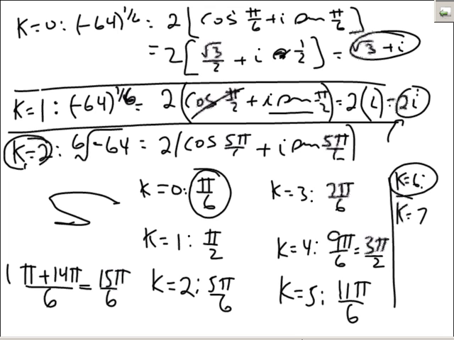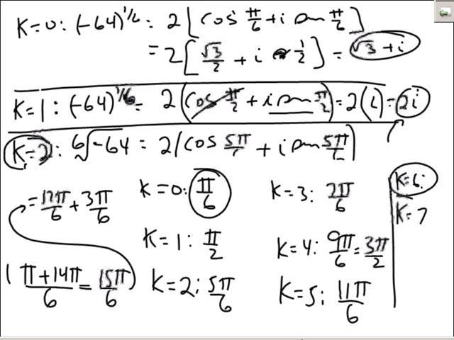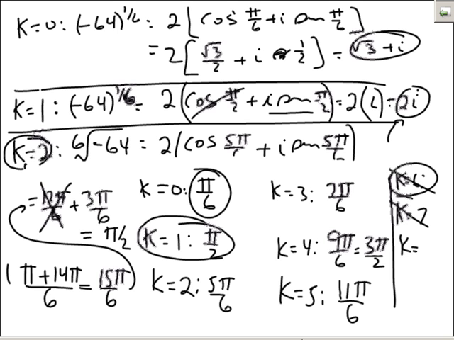15 pi over 6 is the same as 12 pi over 6 plus 3 pi over 6. This is a multiple of 2 pi. You could ignore it. 3 pi over 6 is pi over 2, exactly what you get when k is 1. So you don't need to do 6 nor 7. You don't need to do k equals 8 because they're repeating.